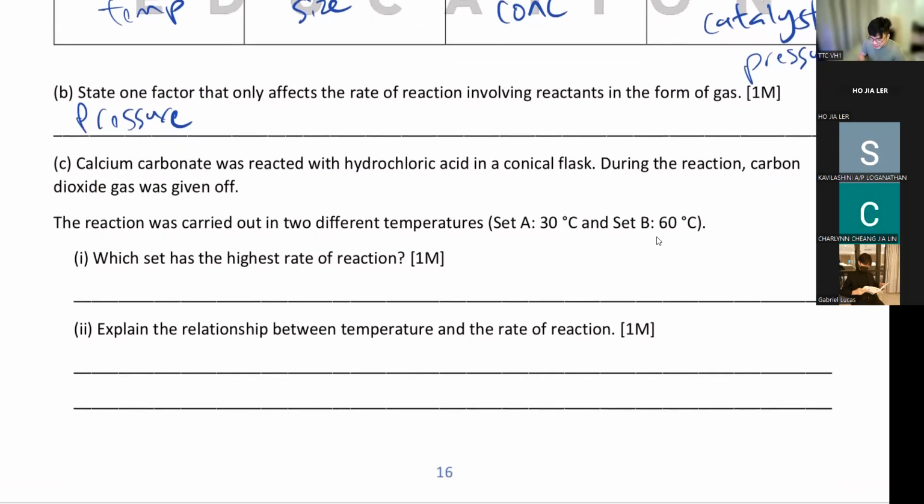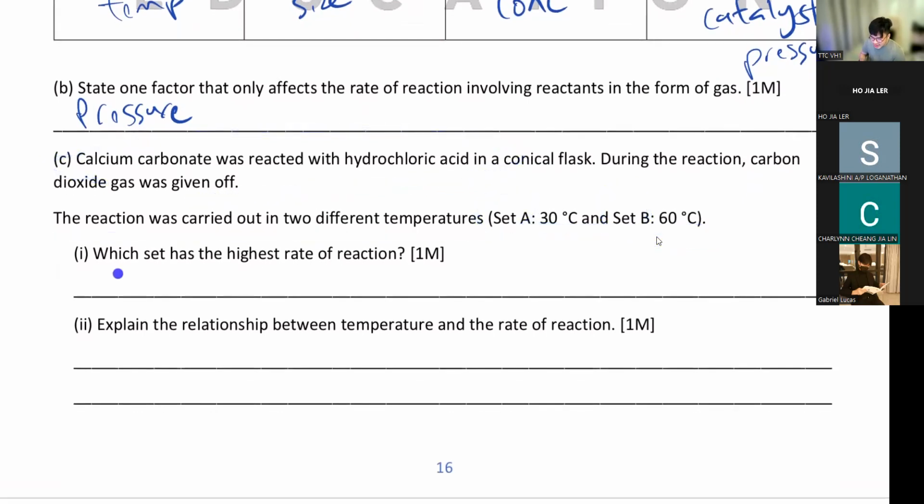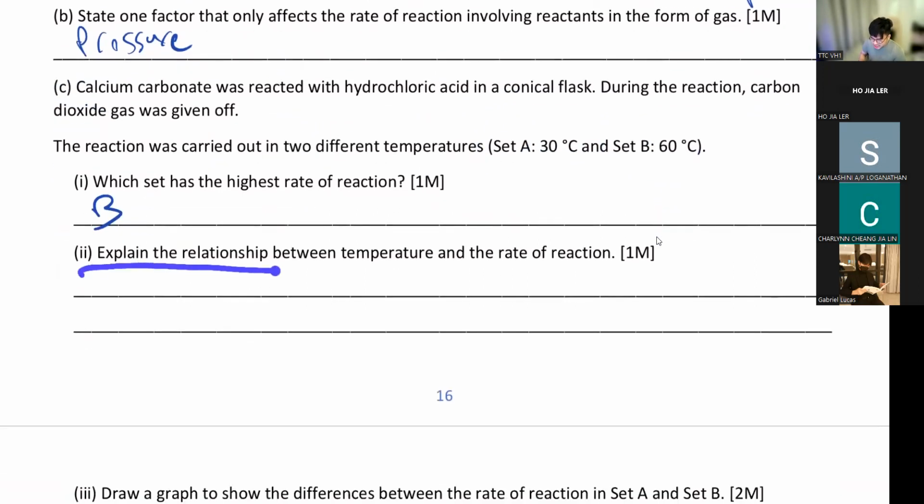Now, this is the key point. The reaction was carried out in 2 different temperatures. Set A 30 degrees, set B 60 degrees. This is all you need to know, right? Whatever that's happening here, that's none of your concern. Which set has a higher ROR? Yes, B. Explain the relationship between temperature and rate of reaction. Basically, they're asking you for the hypothesis. So, the higher the temperature, the higher the ROR, yes.